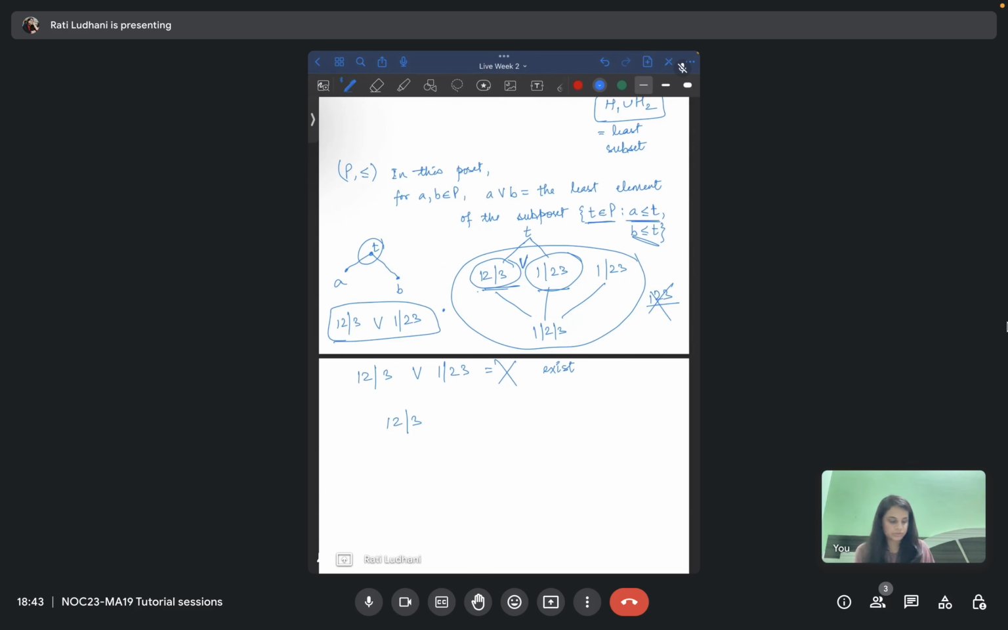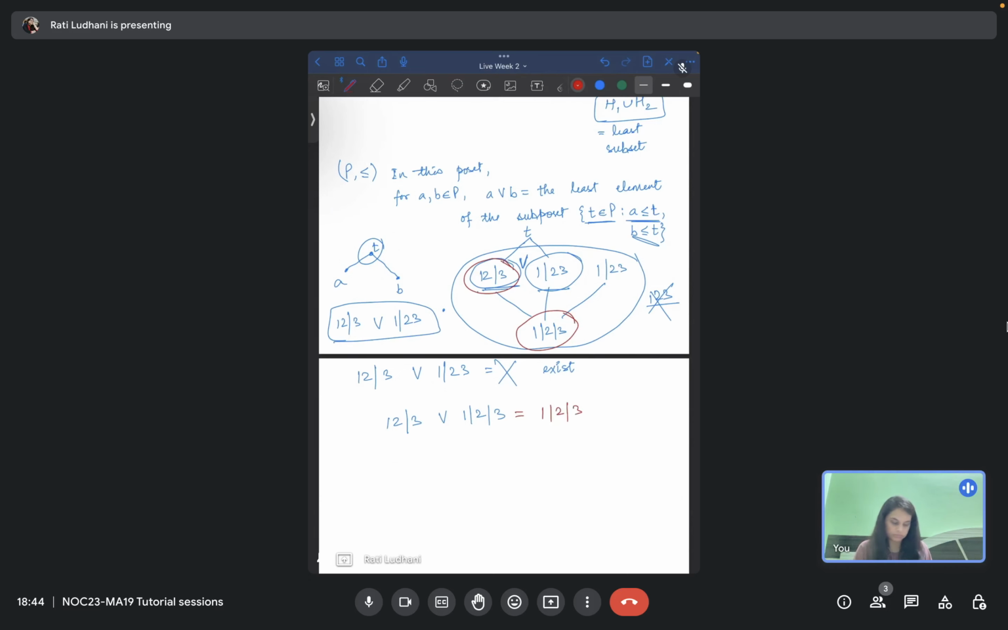So that is happening here. Now let's take 1 2 3 join 1 2 3. You take this element and this element. Can you tell me what will be the join? One, two, three. The least element is one, two, three. Where is the bar, where is this vertical line? One bar, two bar, three.